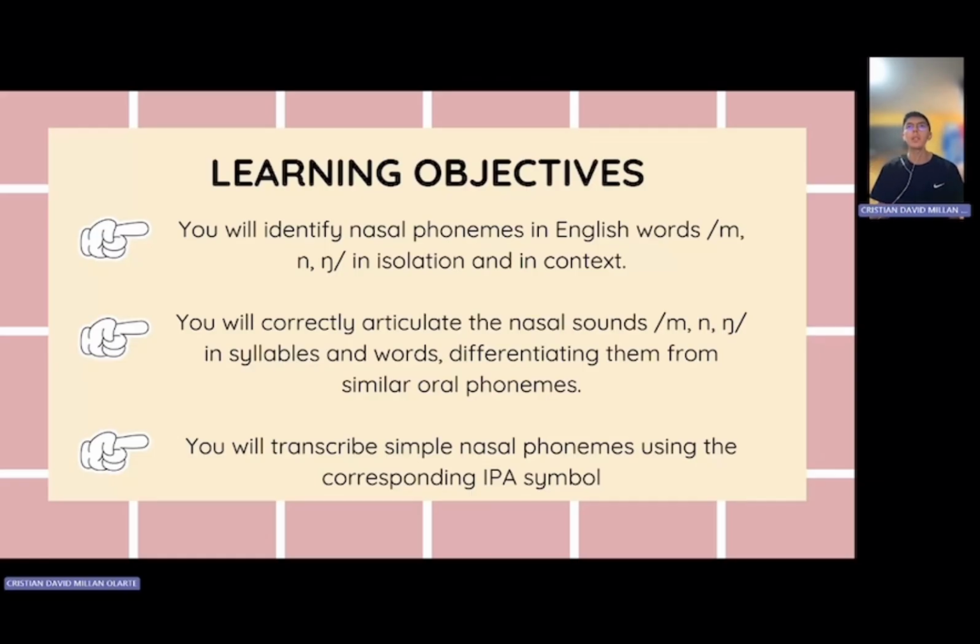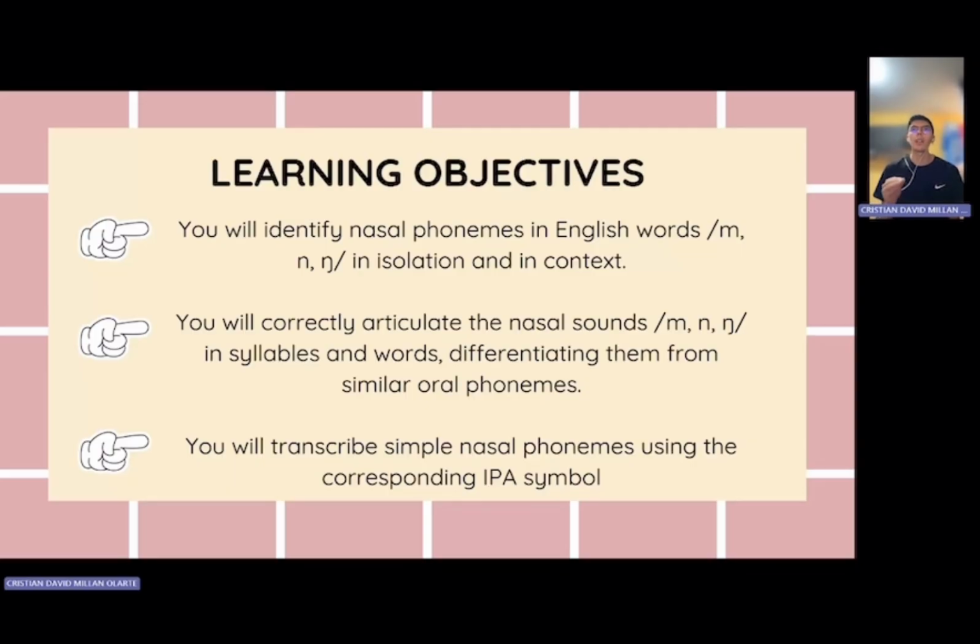Our first learning objective: you, as my students, will be able to identify the nasal phonemes in English words. Like I said, the nasal phonemes are M, N, and eng. You will be able to identify all of them in isolation and in English context. The second learning objective is that you will be able to correctly articulate the nasal sounds in syllables and words, and differentiate them from similar phonemes.